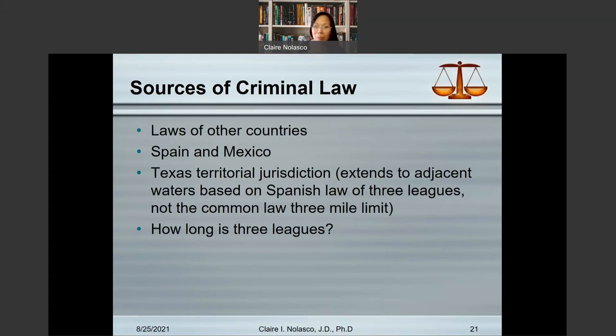in Texas, our jurisdiction extends into the Gulf of Mexico for about 3 leagues, and not the common law 3-mile limit. So this is based on Spanish law. How long exactly is 3 leagues? It's 10.35 miles. So it's not just 3 miles, but Texas jurisdiction extends 10.35 miles in the southeast. This is huge. This is good for Texas because then it can enforce its laws beyond the 3-mile limit.